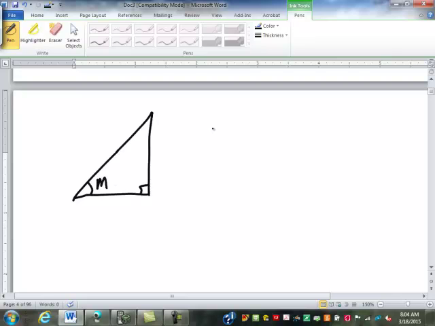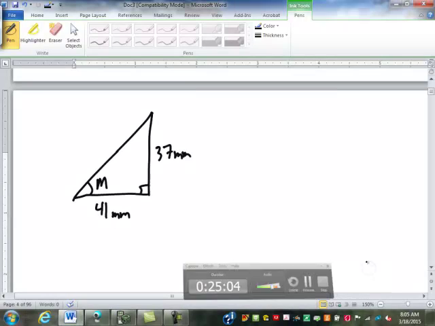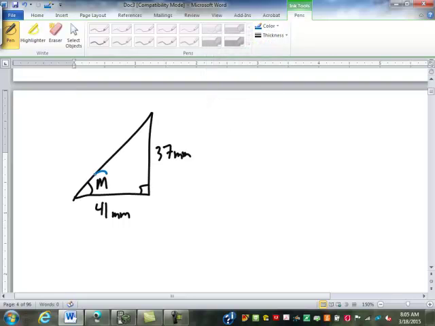I want you to find angle M if I give you those sides. So, angle M's right there. Do we have the hypotenuse? No, we don't have the hypotenuse. So we're dealing with both legs, an opposite and adjacent leg. Which one of those legs is the opposite? 37 is the opposite, which means, of course, 41 is the adjacent.